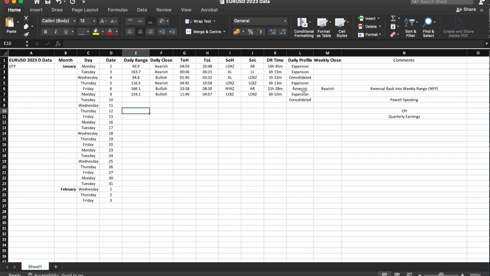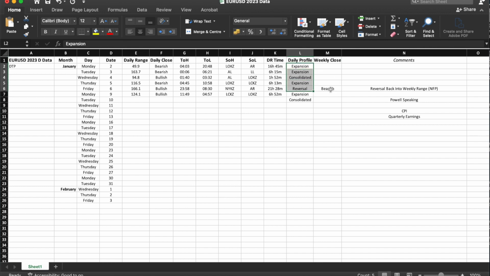What was the daily profile? This one, you may have some questions about: expansion, consolidated expansion, reversal, right? How did I come to these conclusions? Well, this is why we have the next box, the weekly close. Let the week close, right? On the weekend, which is when I would recommend you guys to do this, go back to the previous week that's passed. If your week has closed bullish, what would these days mean, right?